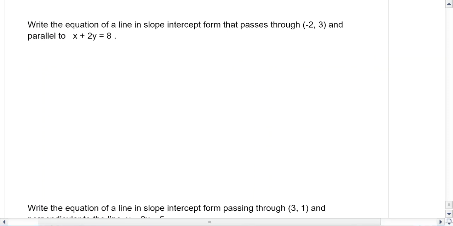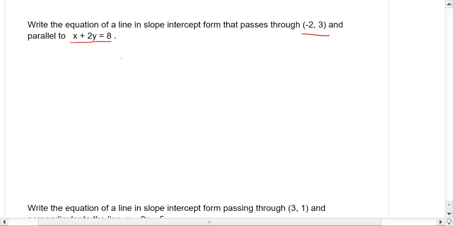So let's just look at an example of each of these, a parallel example and then a perpendicular example. This one we're asked to write the equation of a line in slope-intercept form that passes through this point and is parallel to this line. Okay, this is not the line we're looking for. Our line is parallel to this one.